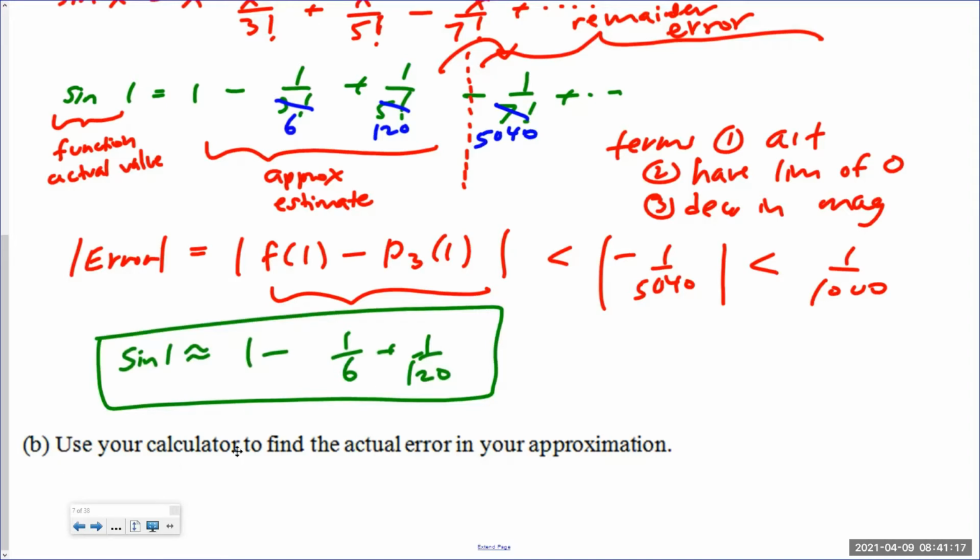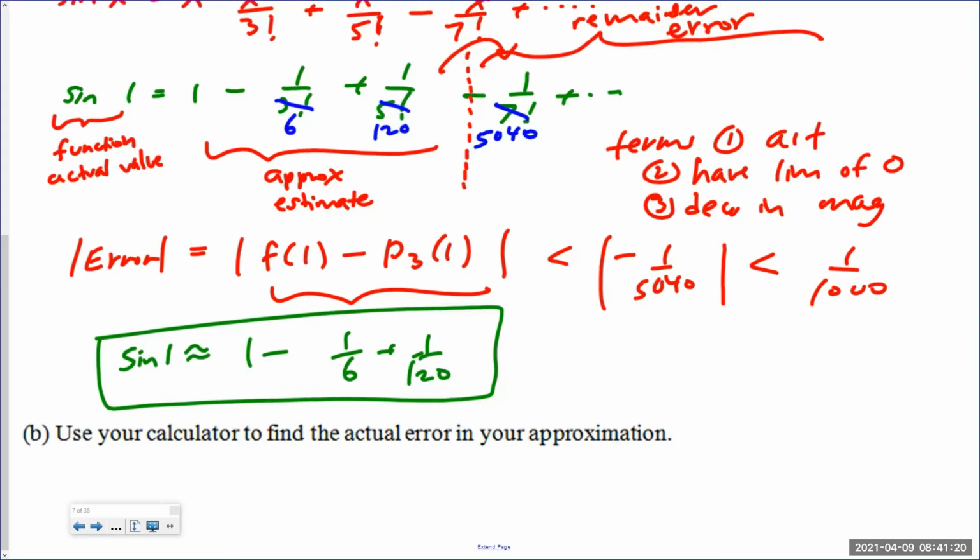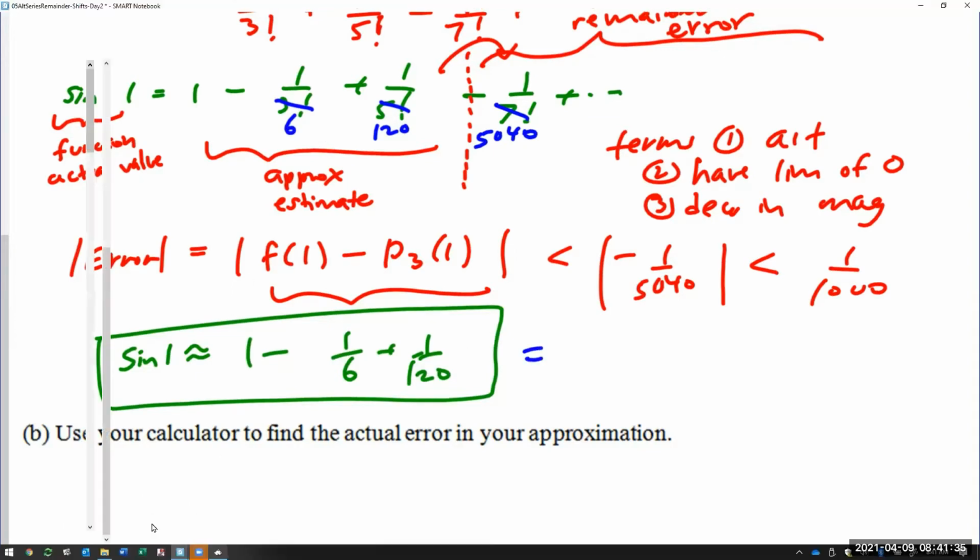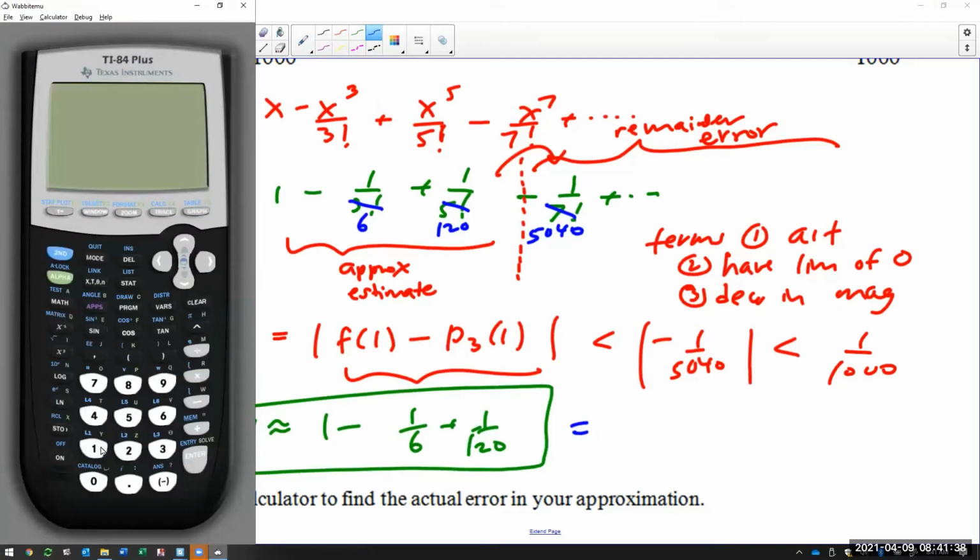And then part B says, use my calculator to find my actual error. Well, what's my actual error? My actual error is the sum of all of these numbers here to infinity, but that's really this value minus the estimate. You agree with that? So just go to your calculator and find out what your approximation is. My approximation is 1 minus 1 divided by 6 plus 1 divided by 120. So my approximation is 0.841666.